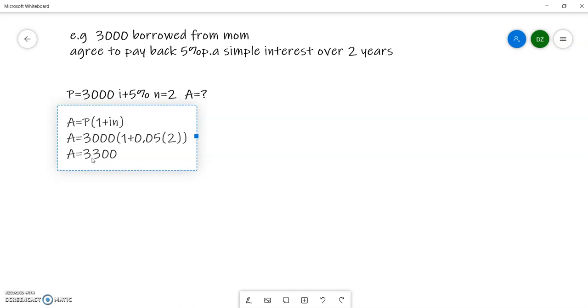Then I can ask you questions on this. How much did we initially borrow from mom? 3,000 Rand. So what do we call the additional 300 Rand? That is my interest amount.